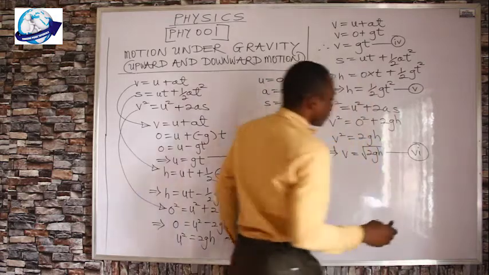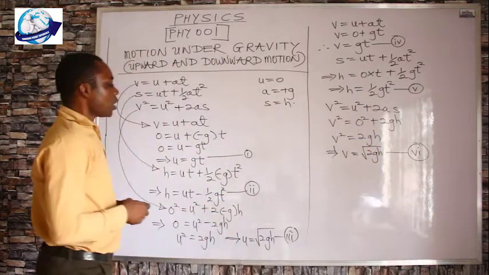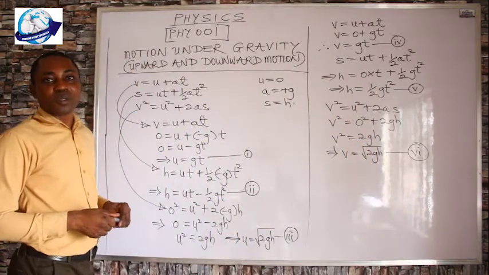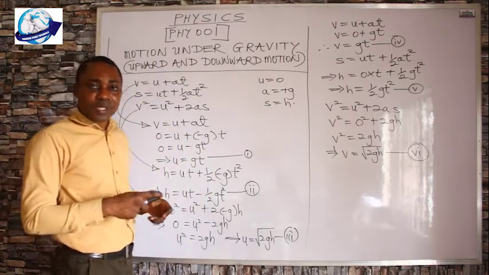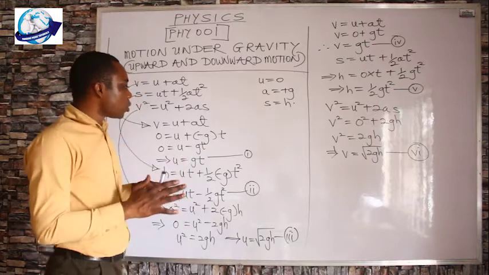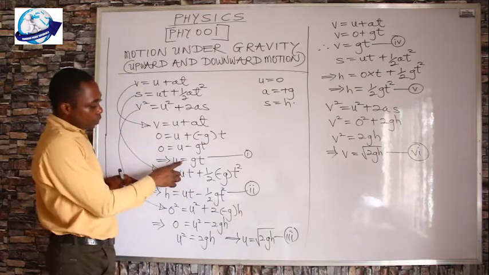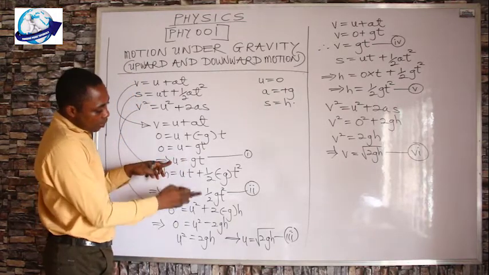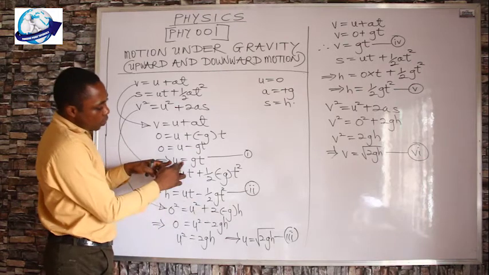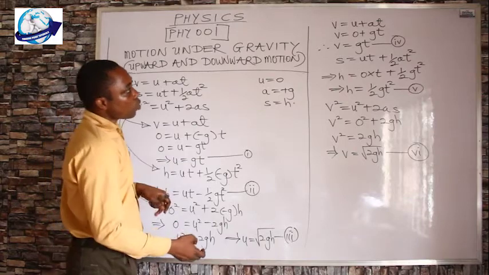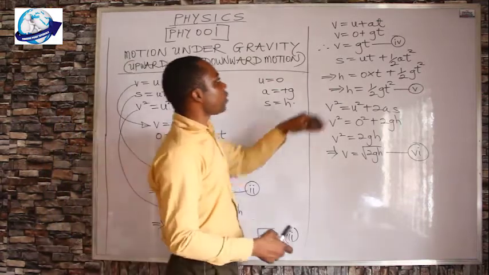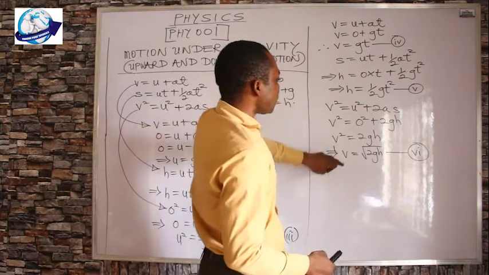Equation 6. Now we have seen the various types of equation of motion. This one is based on upward and downward motion. For the upward motion, we have it this way: equations 1, 2, and 3. Then for the downward motion, we see here 4, 5, and 6.